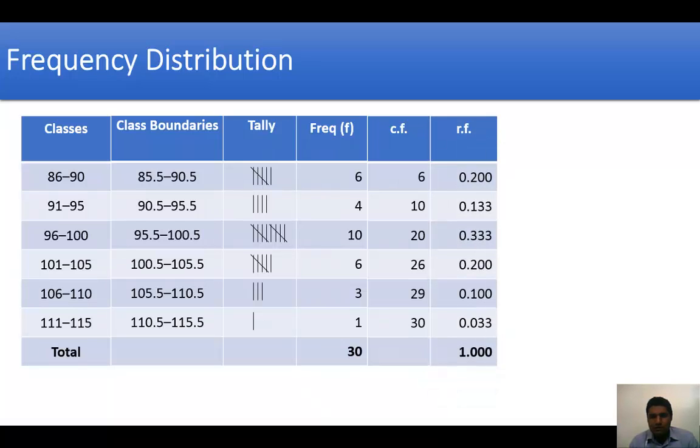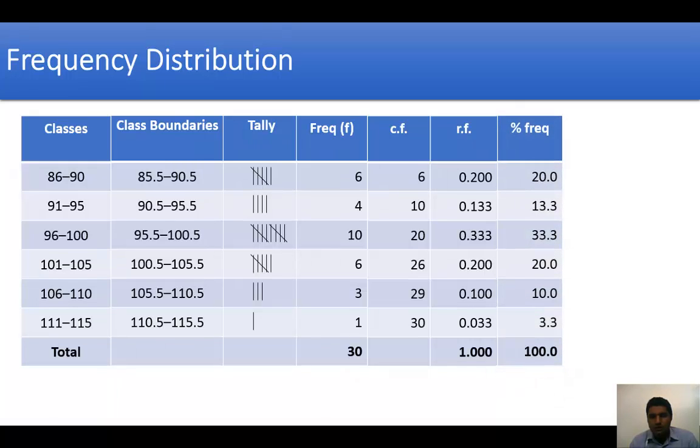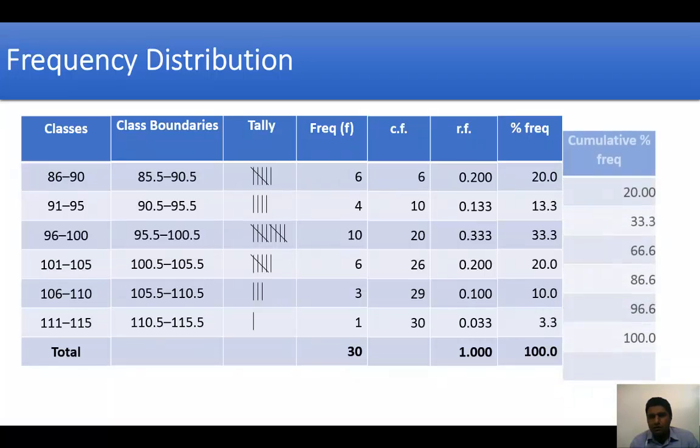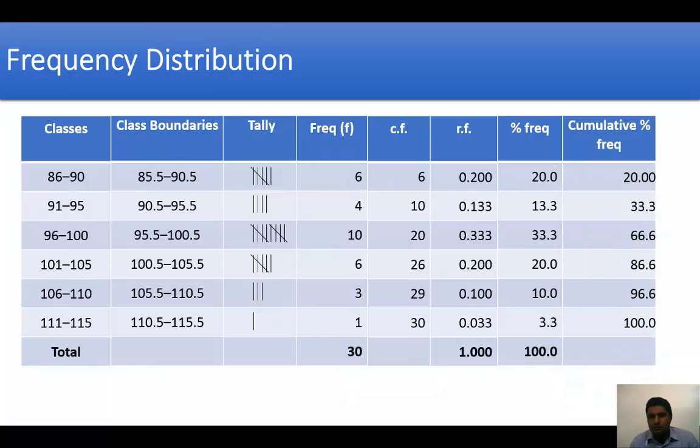Relative frequency is the same as it was in the discrete or qualitative case. You have to divide the corresponding class frequency by the total frequency. For the percent frequency, you need to multiply each relative frequency by 100, and the sum of the percent frequencies will always be equal to 100, while for the relative frequency the sum is 1. Cumulative percent frequency: you need to cumulate the percent frequencies here.